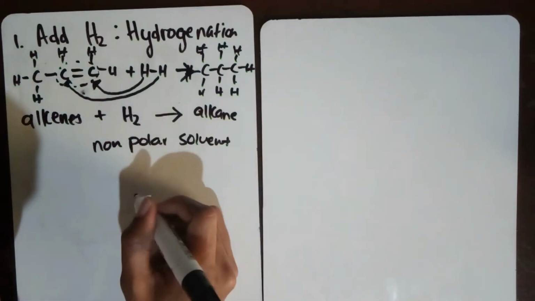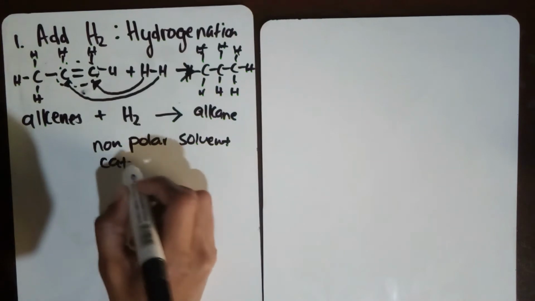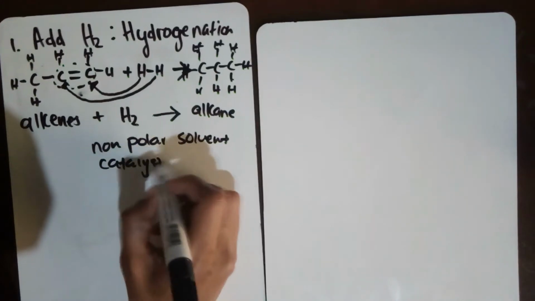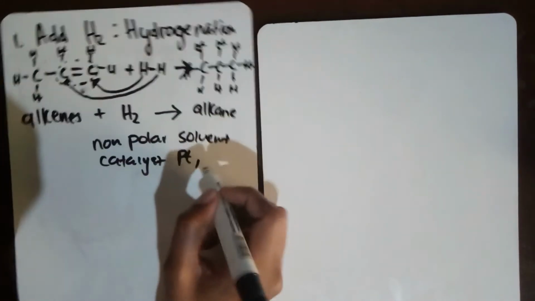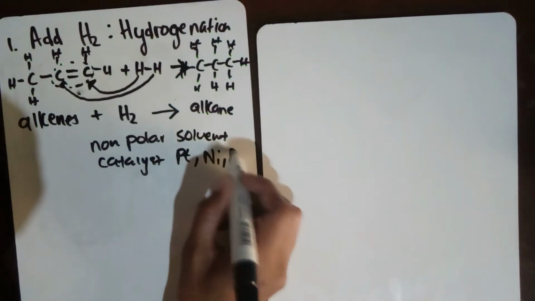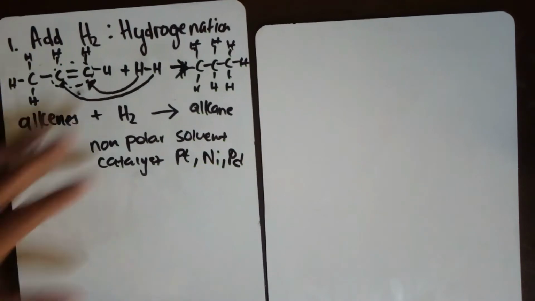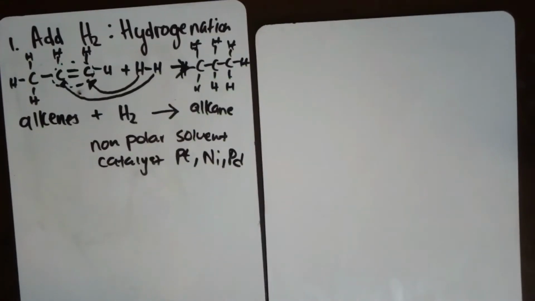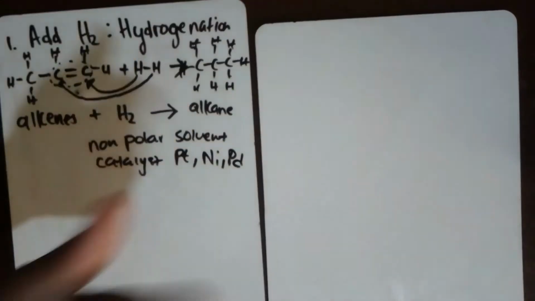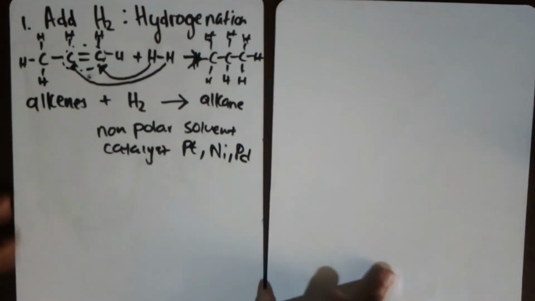Additionally, you also need a catalyst, and that catalyst can be platinum, nickel, or palladium, right? So that type of catalyst needs to be present for this reaction to proceed. Okay, now let us move on to a second type of addition reaction.